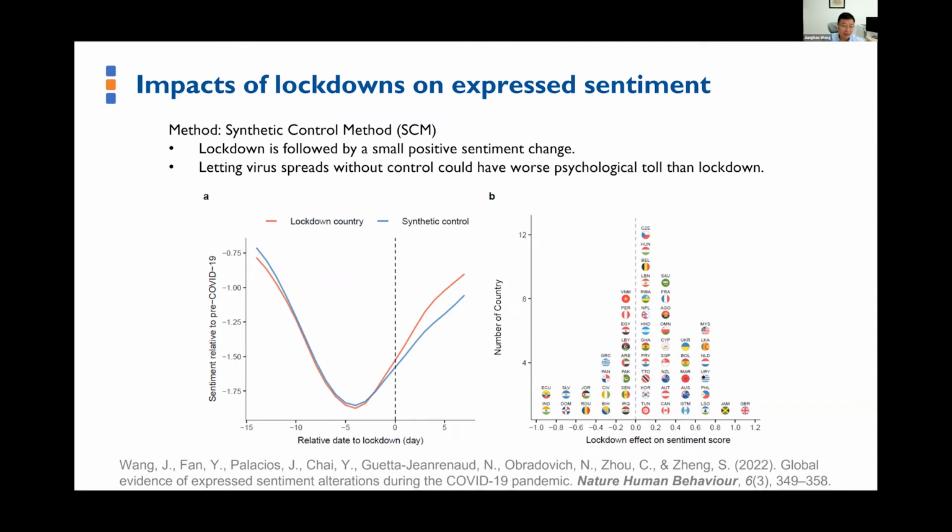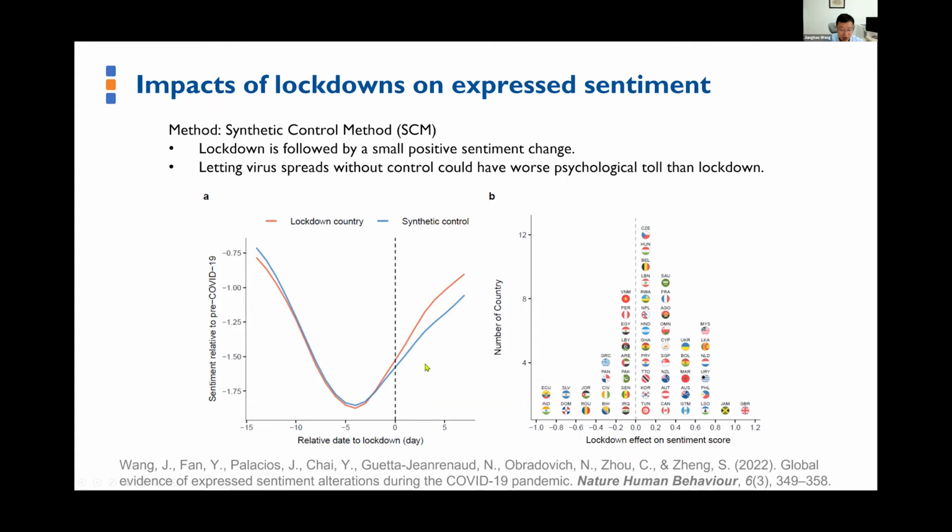We're using synthetic controls to study the causal relationship between the lockdown and the impact of lockdown on the expressed sentiment. The synthetic control compares similar countries with very similar pandemic and sentiment trends before the pandemic. That is, before the pandemic, the two countries, the lockdown country and the synthetic country, follow similar patterns.